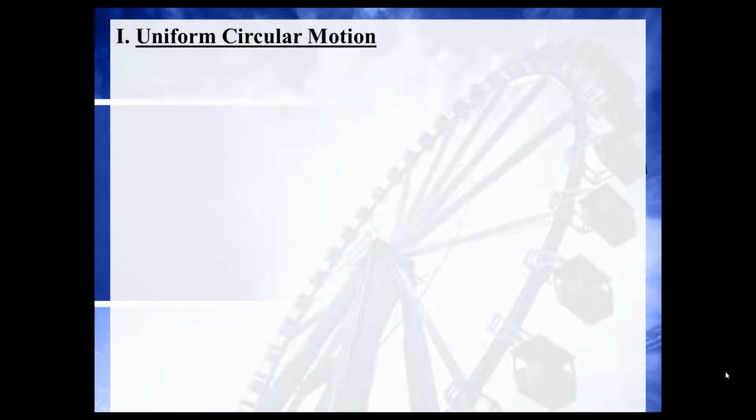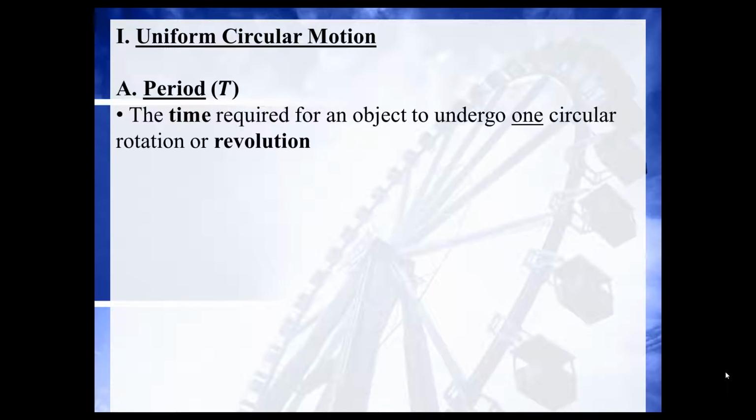A good starting point for this unit would be to first identify what it means for an object to actually undergo uniform circular motion. However, to properly describe that, it's easiest to understand what uniform circular motion is if we talk about a physical quantity called period. We'll use the variable capital T to represent period. And period is the time required for an object to undergo one circular rotation or revolution.